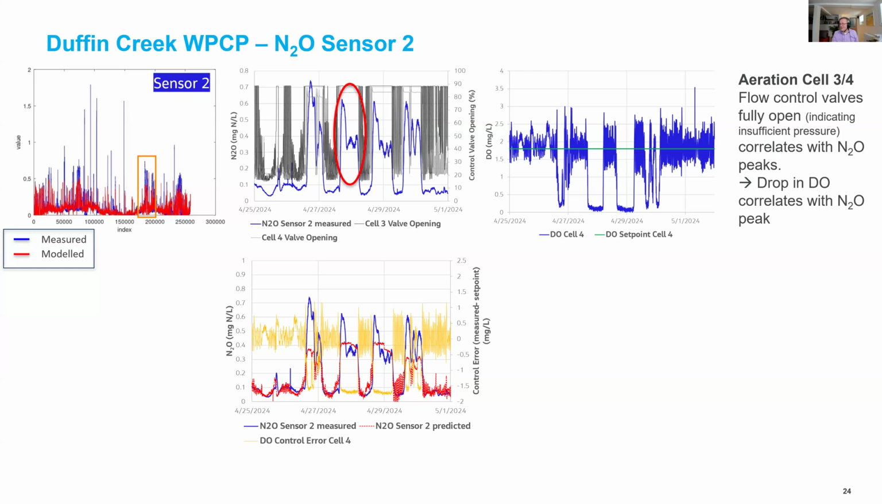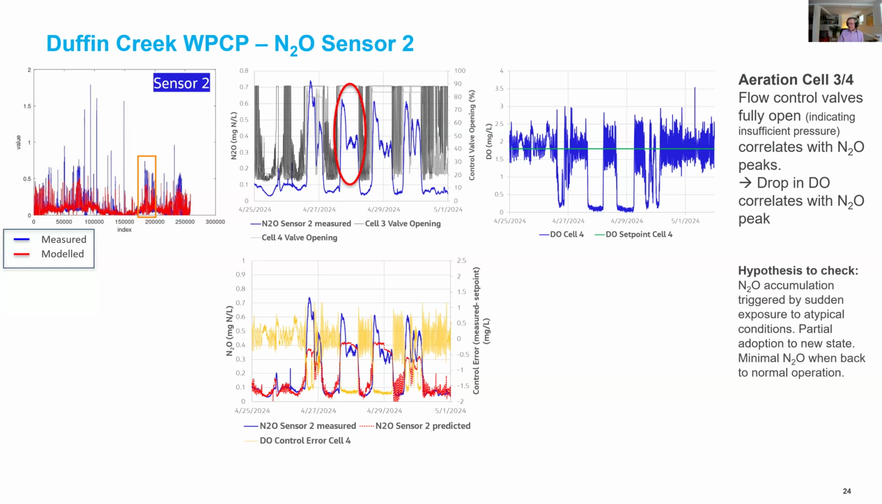But let's not overdo the interpretation here. I'm not saying that's the reason, but you could formulate that N2O accumulation is triggered by a sudden exposure to an atypical condition. So what we see here in the data is maybe a partial adaptation to a new state. And what is also interesting is that as soon as DO comes back up to where it typically is, N2O drops to low values again, right?